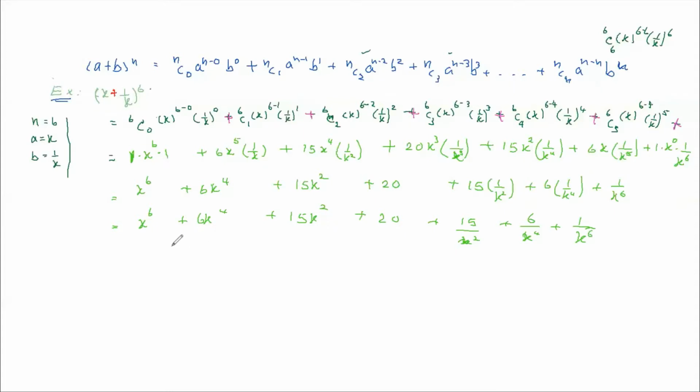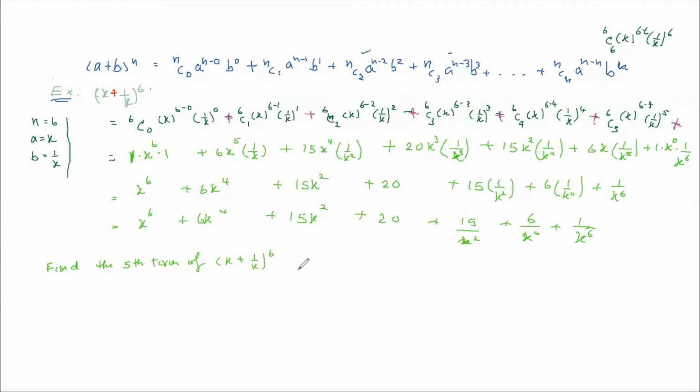For example, if the question asks you to find the fifth term of this expression, okay? So say after this, for another pattern, the question can ask you this instead of only expanding this expression. So if the question says find, maybe say the fifth term, find the fifth term of x plus 1 over x power 6. Just say we use the same question.